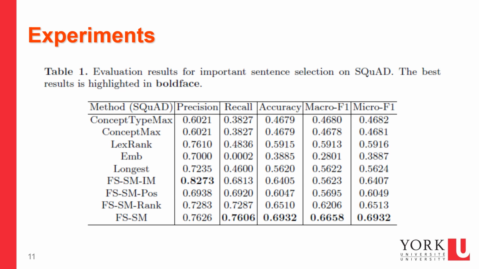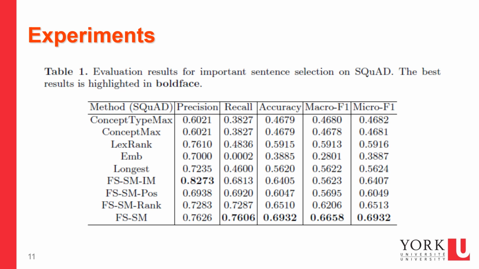So we ran this method on the SQuAD dataset. The SQuAD dataset is a popular dataset in which we have the paragraph corresponding to each sentence, and SQuAD is used for question generation. As we can see, our method, called FSSM, is better than the other baselines.